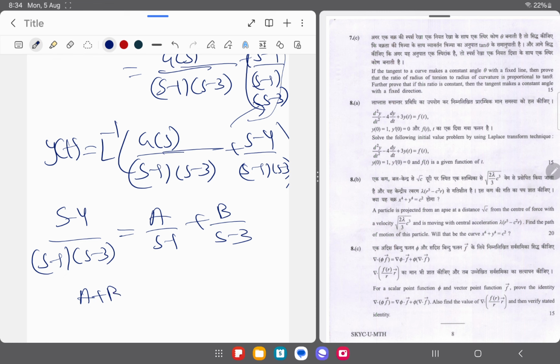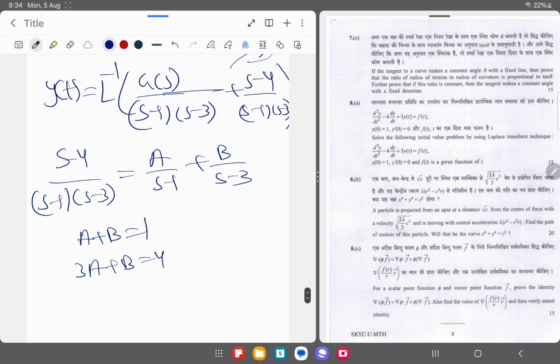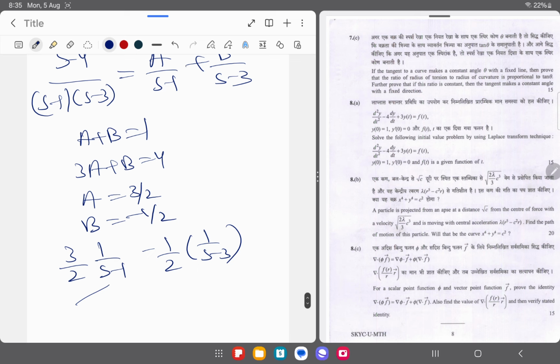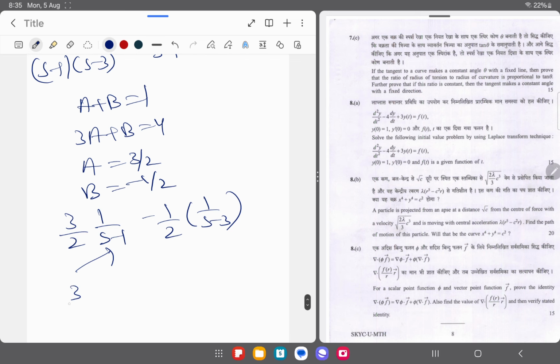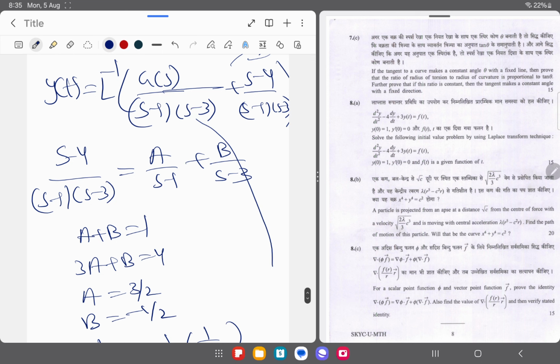So a plus b is equal to 1 and 3a plus b is equal to 4, right? So now a is equal to 3 by 2 and b is equal to minus 1 by 2, right? So this is 3 by 2, 1 by s minus 1, minus 1 by 2, 1 by s minus 3. So what is the inverse for this? 3 by 2 e power t minus 1 by 2 e power 3t. Now we need to get the inverse for this also, right?